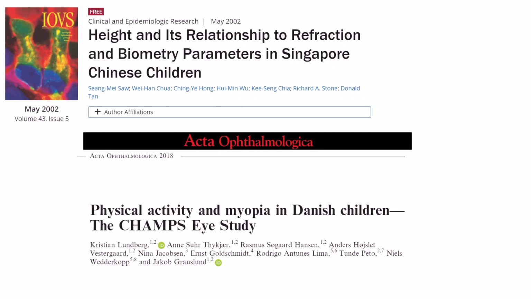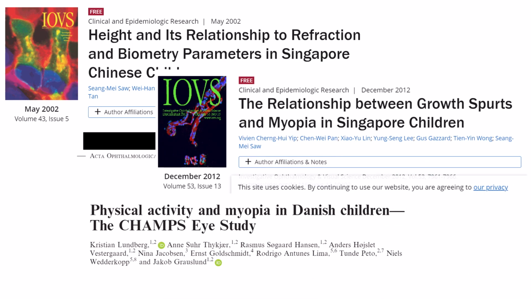So there have been a lot of articles, especially from smaller countries like Singapore and Denmark. They have found that there is a direct correlation between height, and as the height increases, myopia progresses. And there has been a direct correlation with physical activity and myopia. And they have tried to see a correlation with the growth spurt that occurs between the prepubertal and pubertal age.